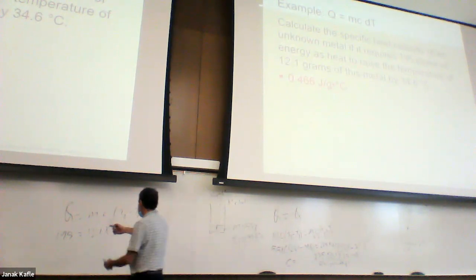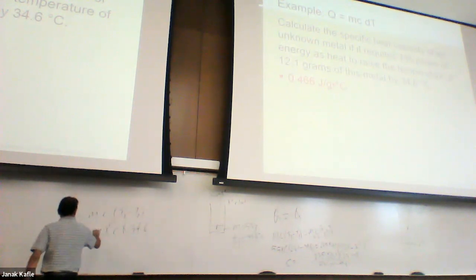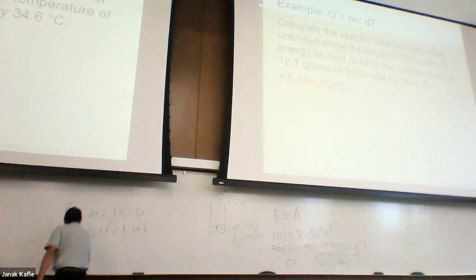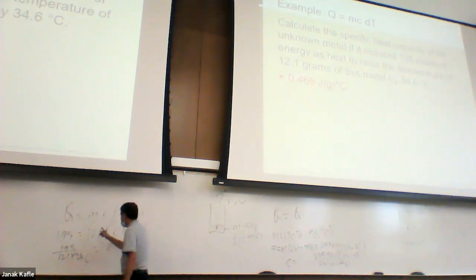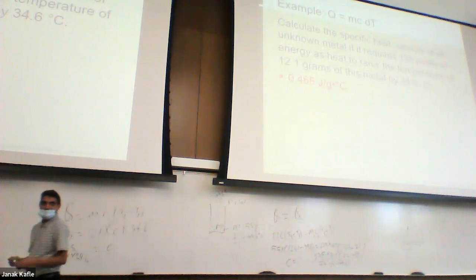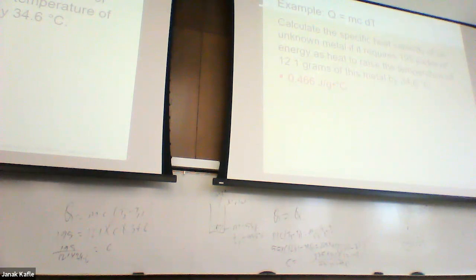So just calculate that, whatever number C comes. So 195 divided by 12.1 multiplied by 34.6 is equal to C. So I put this number down, and that's C. Good. Simple.